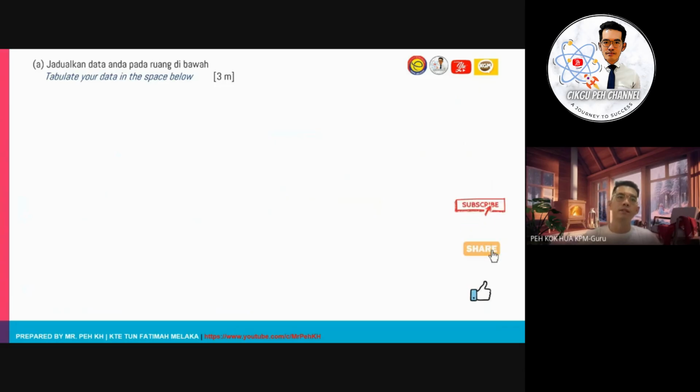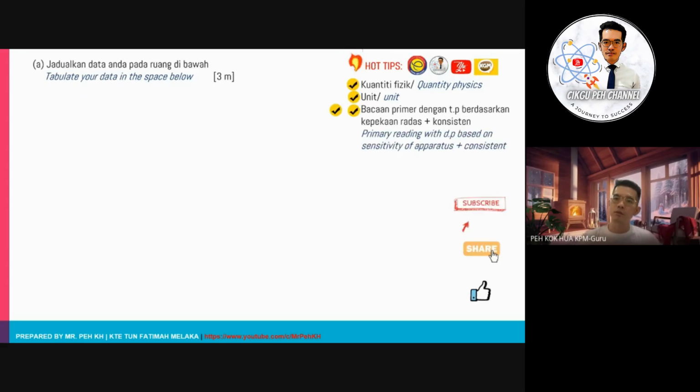So how do we get the full marks for tabulation? Okay, so here, first, your table must include the physical quantities. So here will be the current and voltage. Then second will be the unit for the physical quantities. So it will be ampere for current and volt for potential difference. Okay, and then the next will be primary reading with decimal places based on the sensitivity of apparatus and consistency. Okay, so what is this?